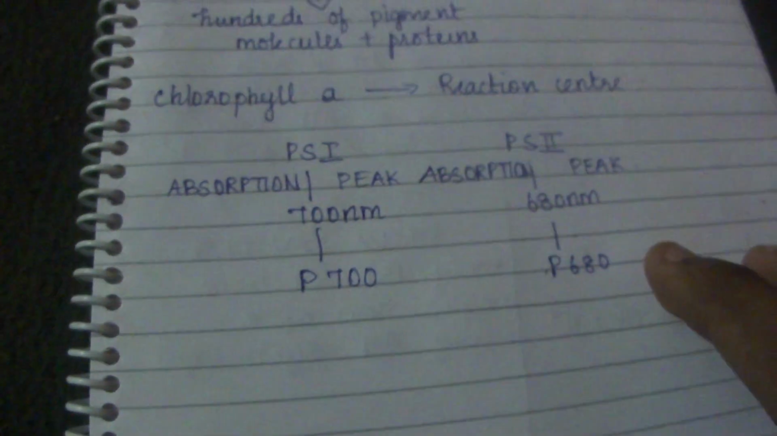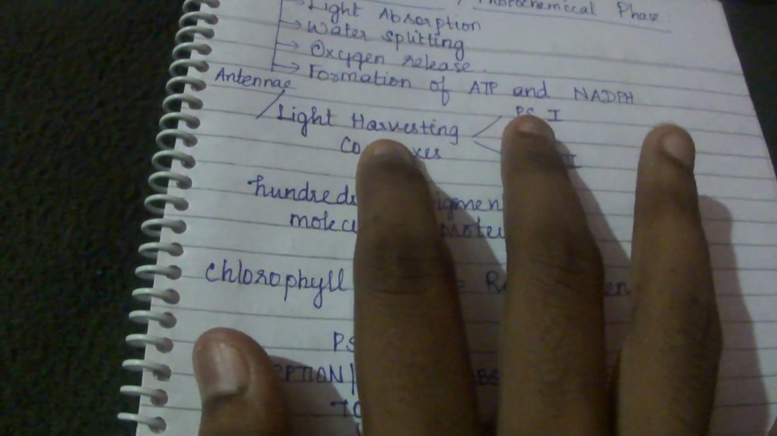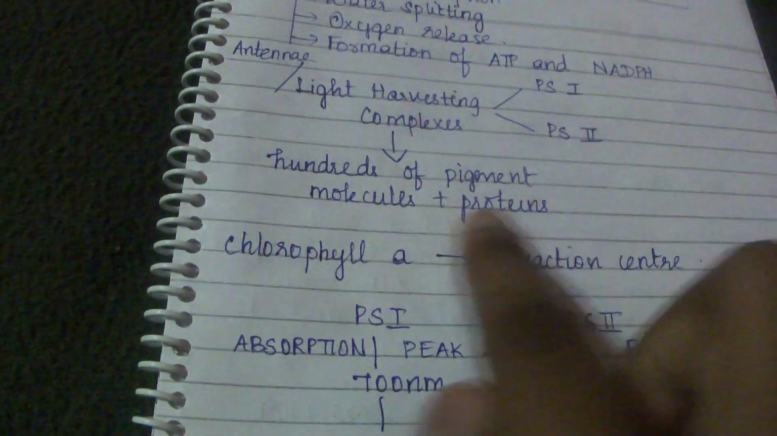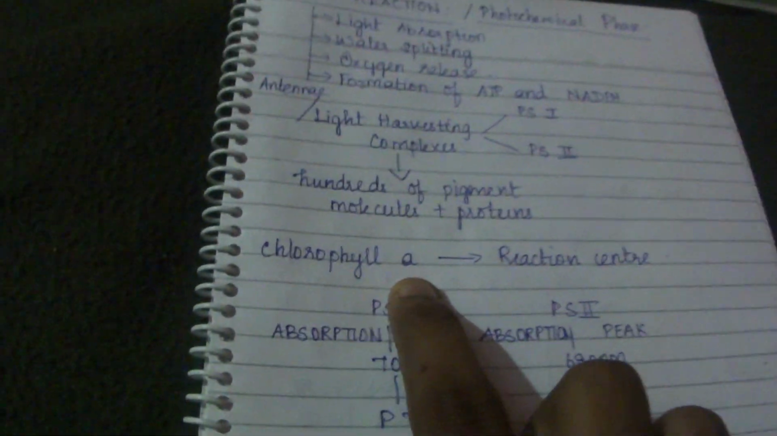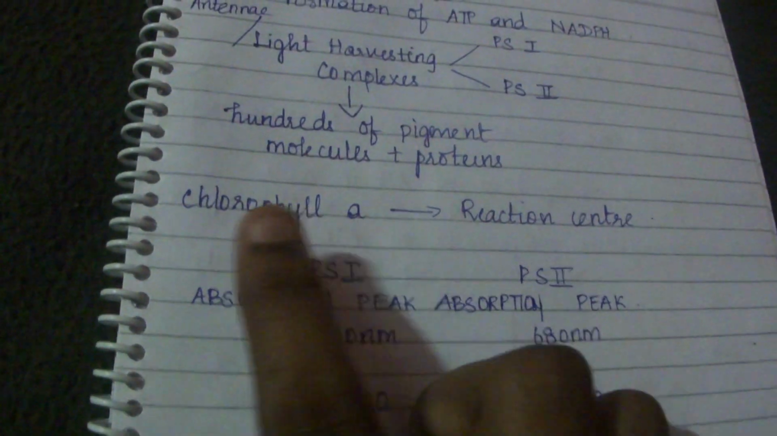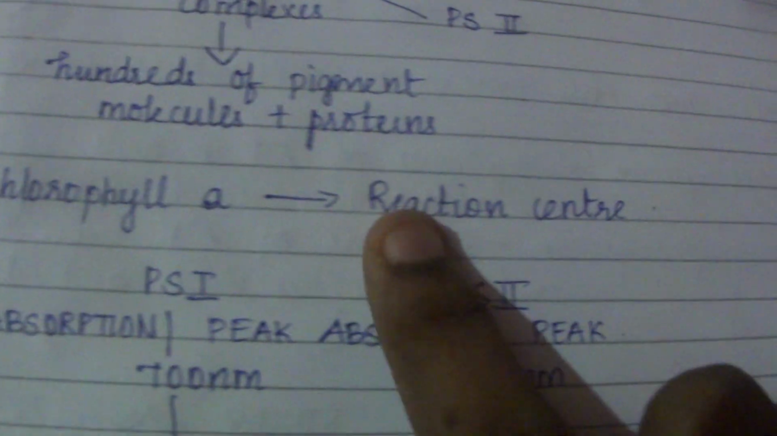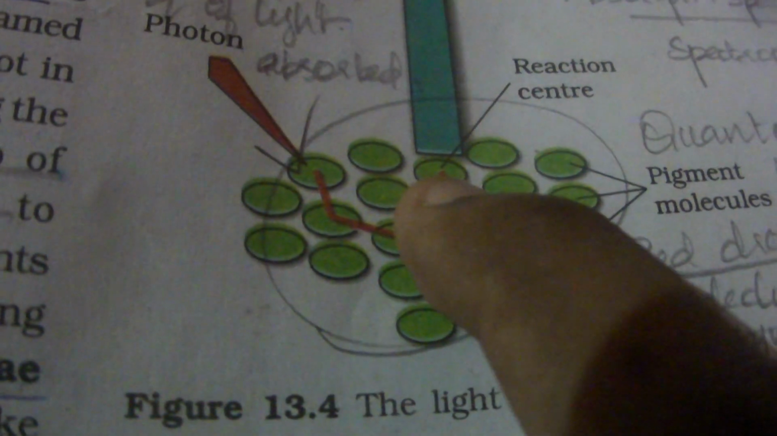All of these pigment molecules form the light harvesting complex, and among these hundreds of pigments and proteins there is one specially designated molecule, chlorophyll A. We know that this is the chief pigment, right? Chlorophyll A is known as the reaction center. You can find it here. The reaction center is here, and this is the chlorophyll A molecule for this light harvesting complex.